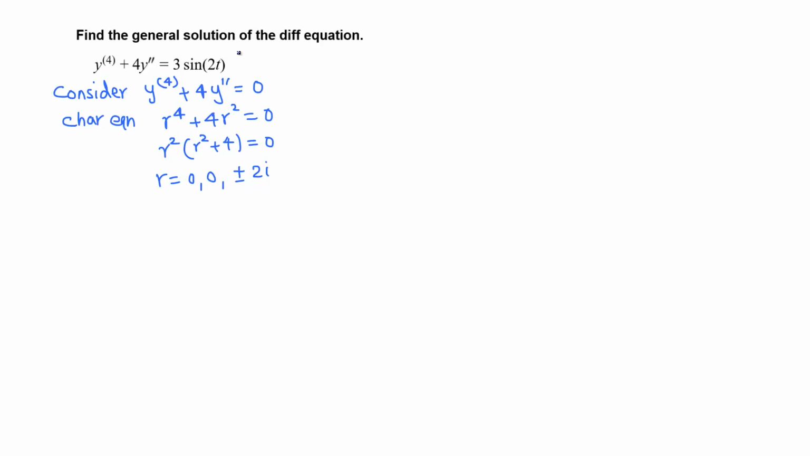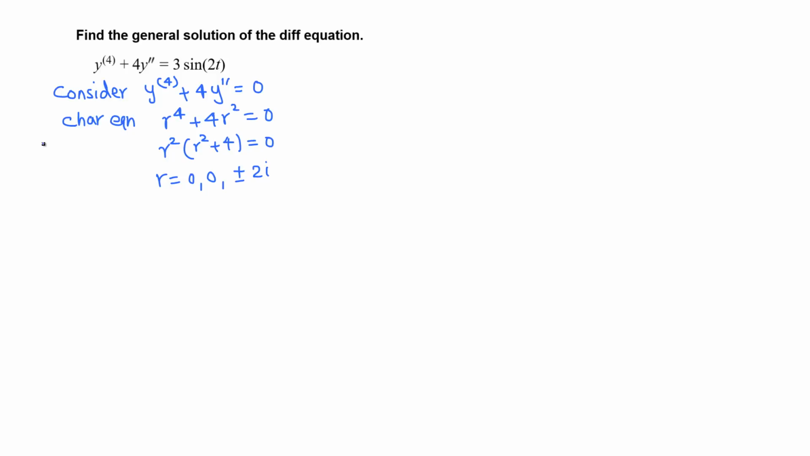Find the general solution of the differential equation y to the fourth derivative plus 4y double prime equals 3 sine t. This is a non-homogeneous linear ODE. To find the general solution, we find a complementary solution and then a particular solution. The sum of complementary and particular will be the general solution.